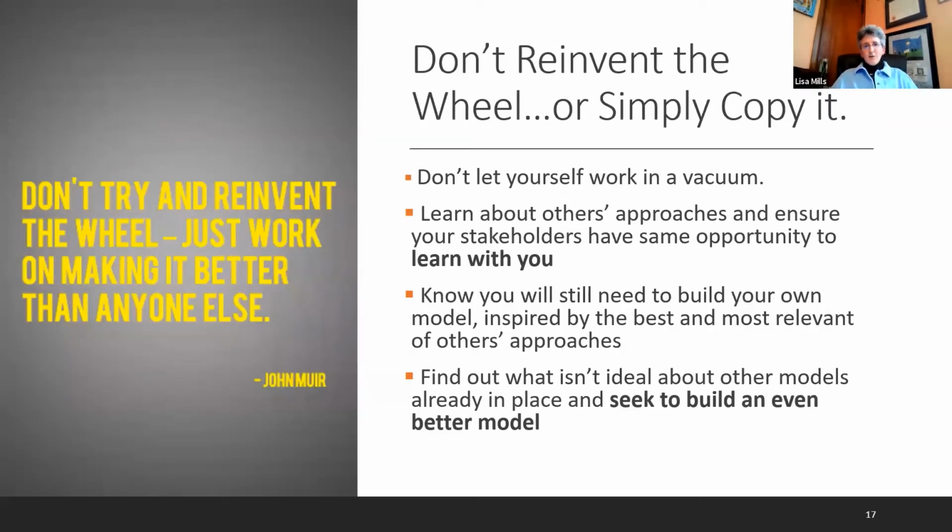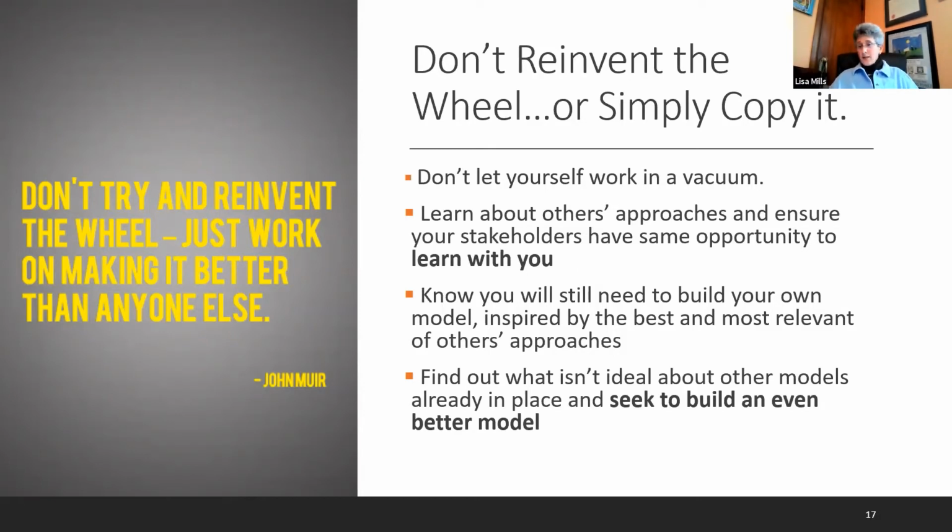So I also say, don't reinvent the wheel, but also don't simply copy it. When you begin to look at possible ways to engage in different types of rate methodologies, different rate models, it's really important not to work in a vacuum, to reach out, to find out about others' approaches. And I really stress the advantages of learning with your stakeholders, particularly with your provider community, bringing in folks who can share perspectives from elsewhere on the work, and everyone hearing that at the same time.